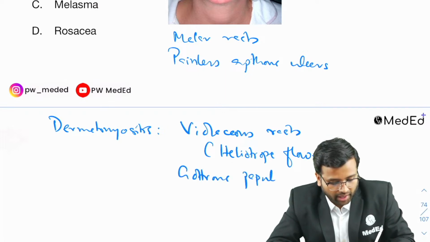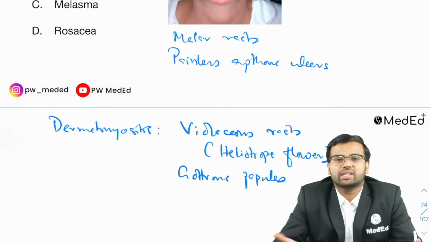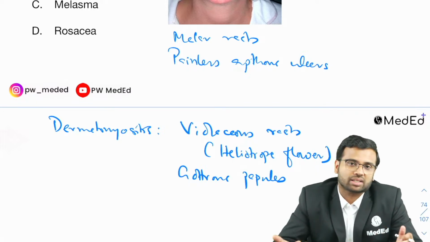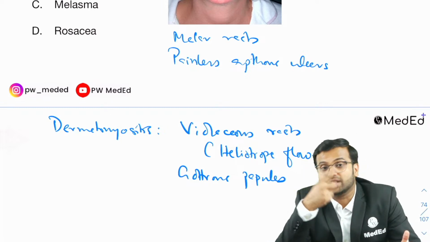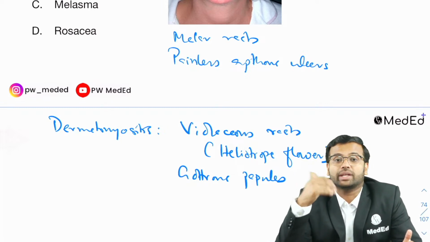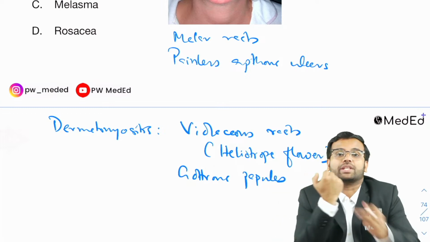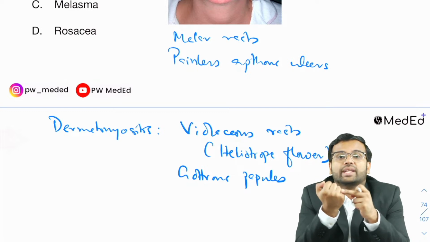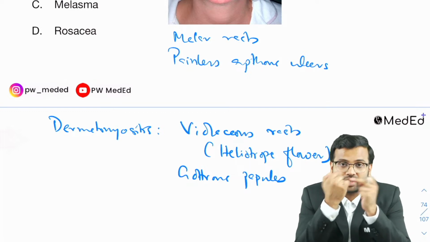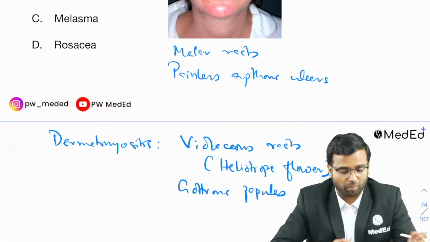These are called Gottron's papules, because these were also some of the questions that were asked. So let us try to discuss these also. So a patient may have a violaceous rash. It can be compared to a heliotrope flower, and then the patient may have some Gottron's papules, especially over the knuckles or the interphalangeal joints. Okay, that happens in dermatomyositis.